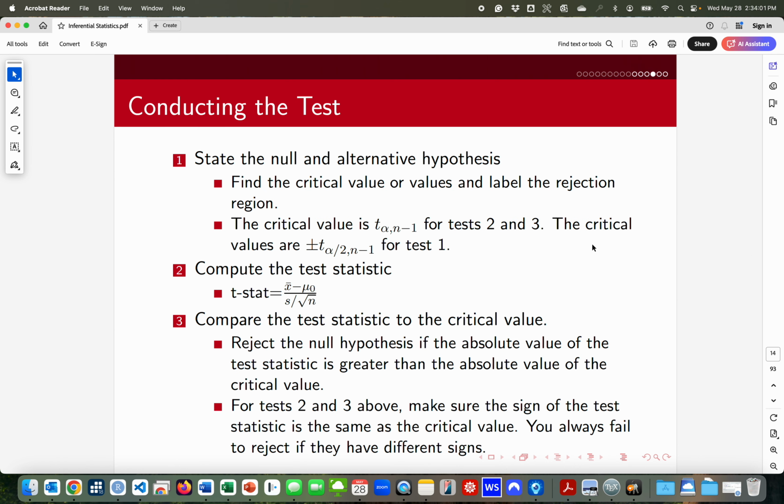So that's the basic procedure for hypothesis testing. And we're going to do this by hand, and we're going to do it in Excel, just so you see the process and understand how it all works.